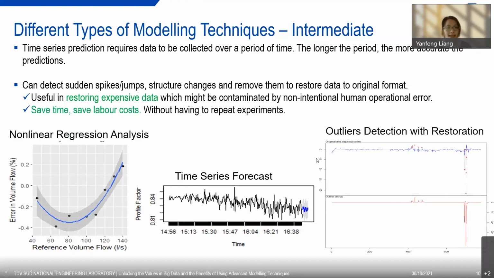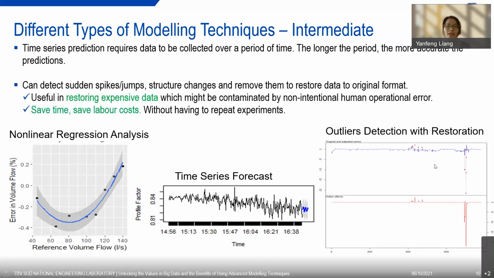The next one is the algorithm I was talking about, where it can detect any sudden spikes and jumps. So in this graph, the blue line represents the restored value, and the grey line, which is overlapping with the blue line in certain places, represents the original data. Any sudden spikes, jumps, and structure changes are then flagged up by the model and illustrated as these red dots.